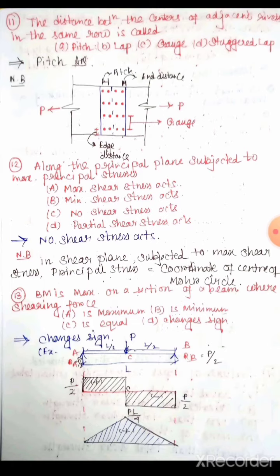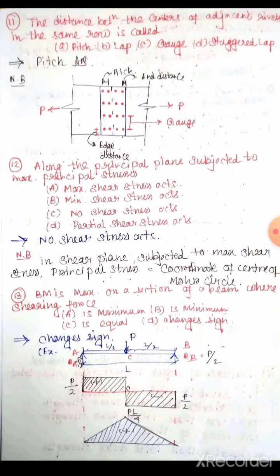Along the principal plane subjected to maximum principal stress, answer is maximum shear stress acts, minimum shear stress acts, no shear stress acts, partial shear stress acts. Correct answer for this question is no shear stress acts. In the shear plane subject to maximum shear stress, there are some principal stresses, and the principal stress can be evaluated by the coordinate of the center of Mohr's circle if we are evaluating with the help of Mohr's circle. In the principal plane subjected to principal stress, no shear stress occurs.